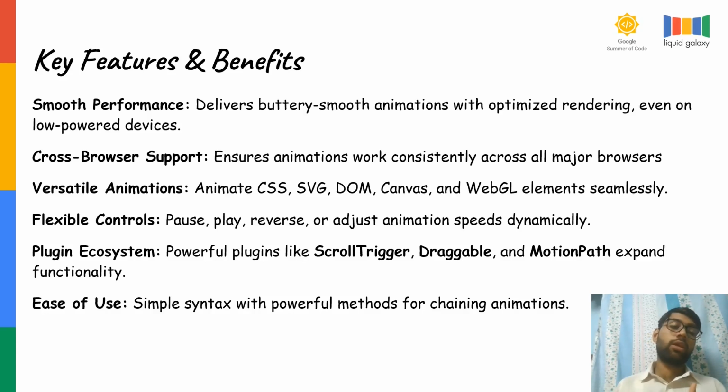It has an ecosystem of plugins like ScrollTrigger, Draggable and MotionPath that expand functionality. ScrollTrigger is used for scrolling effects, Draggable is used for dragging, and MotionPath is used for SVG, in which SVG paths are animated. Ease of use: it has a simple syntax with powerful methods for chaining animation. It is most commonly used for this.